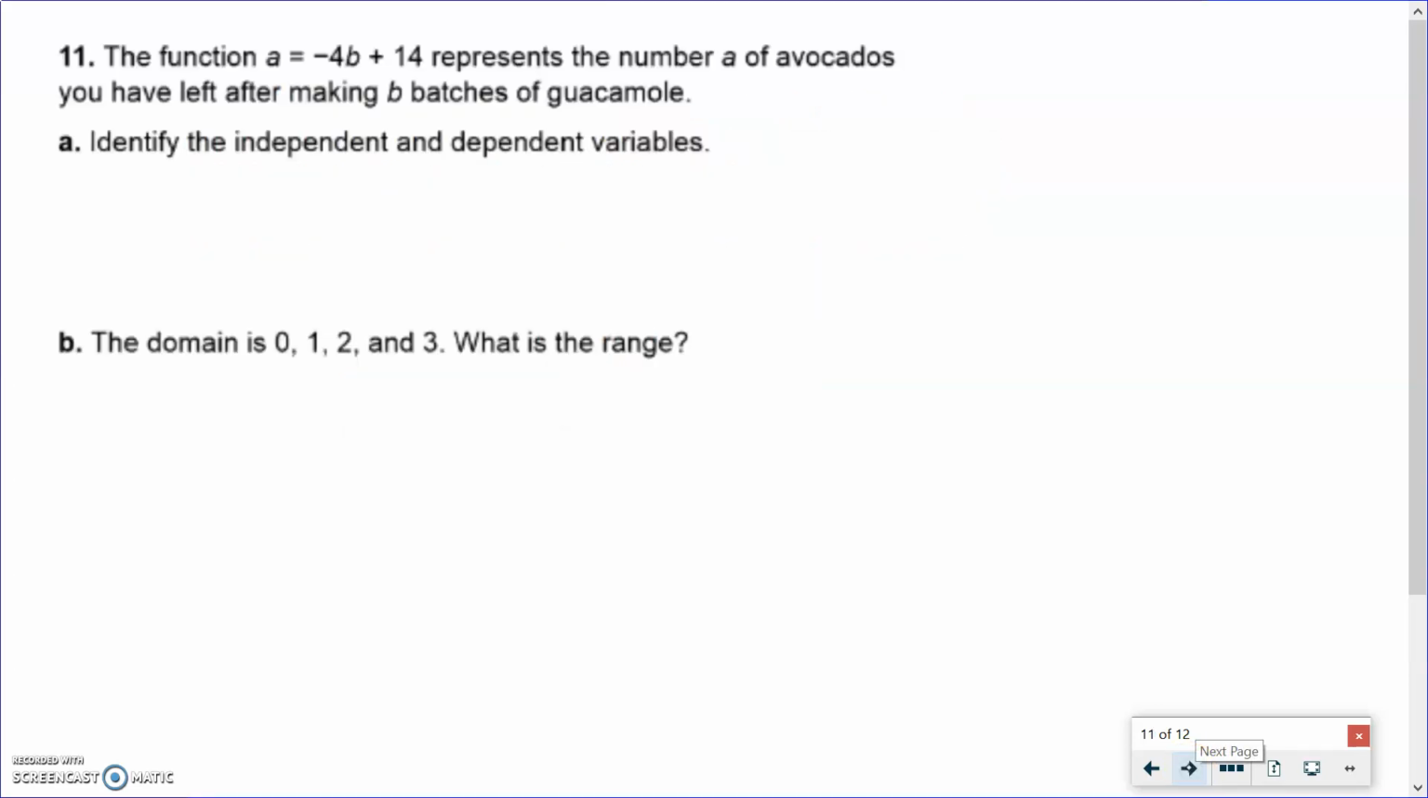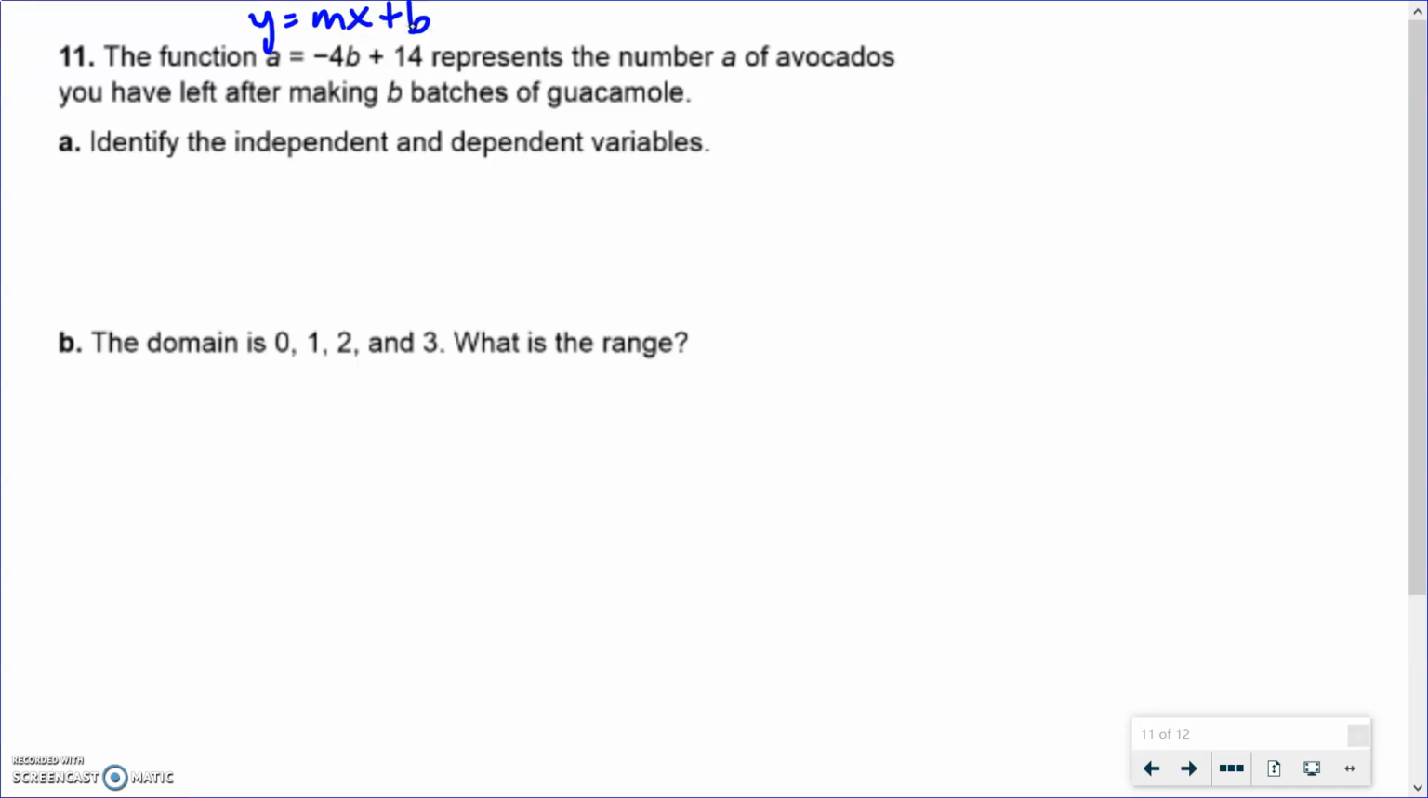So we're going to look at this function, and we don't have an x and a y here, but this is still in slope-intercept form. We just have an a and a b instead. So you can think of it as being in y equals mx plus b form. It's just got a b and an a instead.